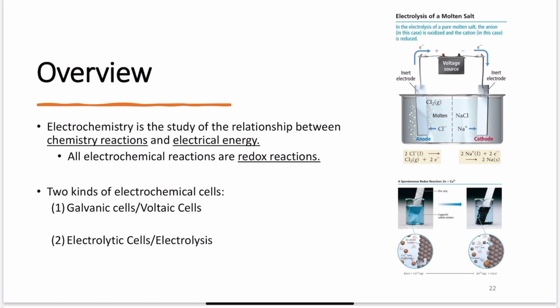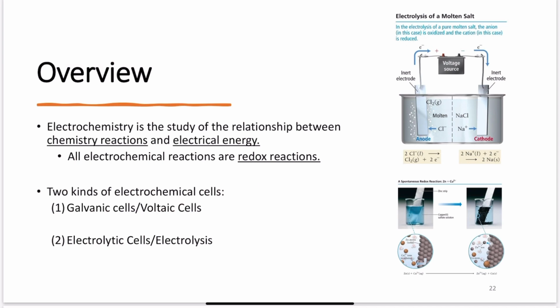We may have a chemical reaction that then causes another redox reaction to happen. We may undergo a redox reaction, which causes a regular chemical reaction to happen. But if redox is happening, the redox portion of it is an electrochemical reaction. We have two kinds of electrochemical cells, galvanic, also known as voltaic, and then electrolytic, which are also known as electrolysis. The words galvanic and voltaic are completely interchangeable. They mean the exact same thing. They are just two different words for the same thing.